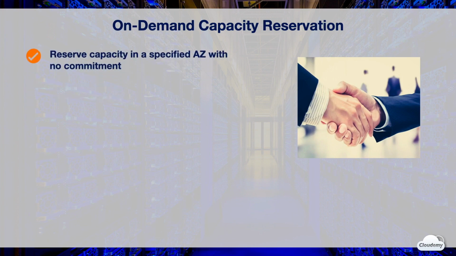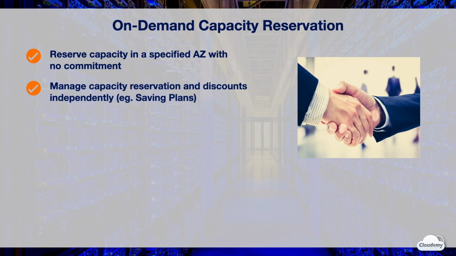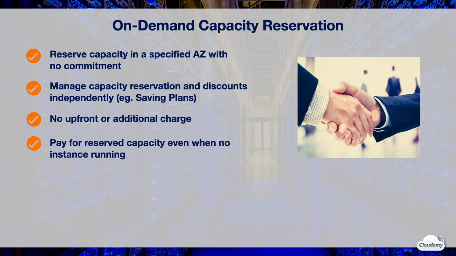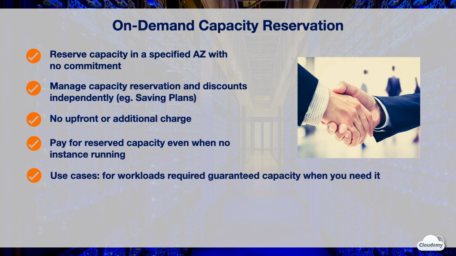AWS allows you to reserve capacity for on-demand EC2 instances in a specified availability zone, without any long-term commitment. With reserved capacity, you have an extra guarantee to access EC2 instances whenever you need them. It gives you the ability to manage capacity reservations and discounts such as savings plans independently. There is no upfront payment or additional charge for the on-demand capacity reservation. However, when the capacity reservation is active, you will be charged even if there is no instance running. It is recommended for applications with unpredictable workloads but guaranteed capacity.